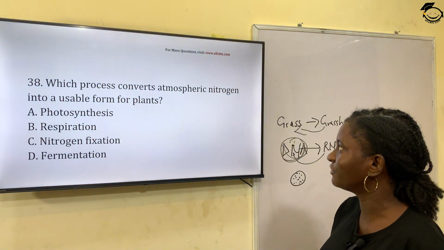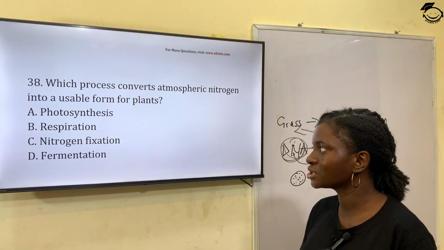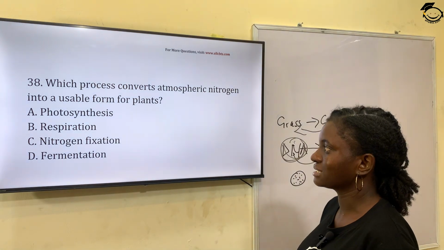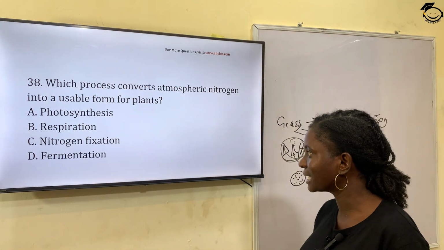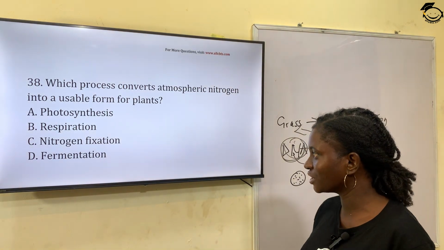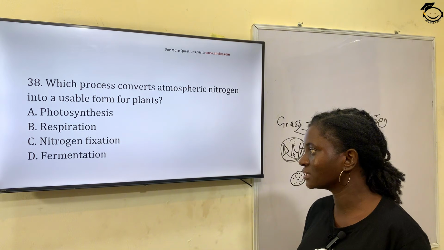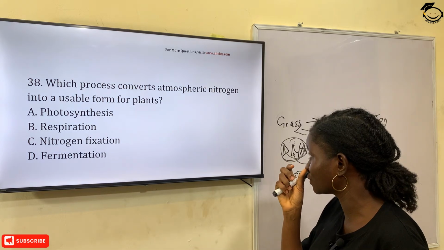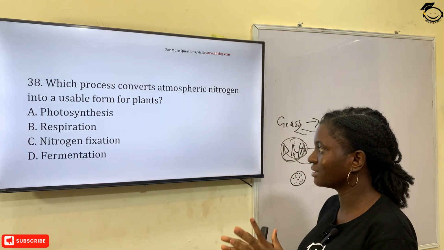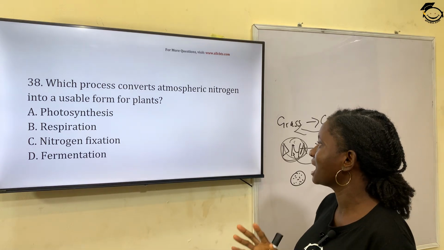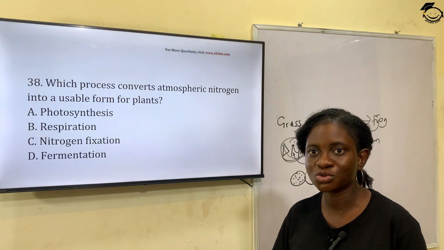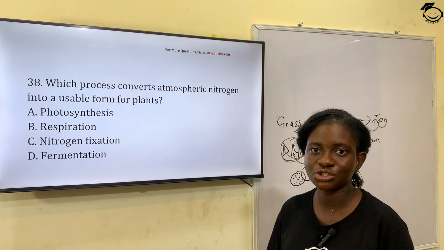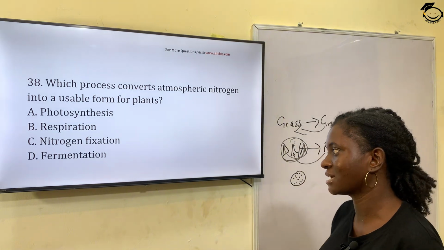Question 38. Which process converts atmospheric nitrogen into a usable form for plants? A, photosynthesis, that's the manufacture of food in the presence of sunlight. B, respiration. C, nitrogen fixation. D, fermentation. So the correct answer is nitrogen fixation. It is a pathway involved in converting atmospheric nitrogen to what is usable for plants. So nitrogen fixation, option C, is the correct answer.